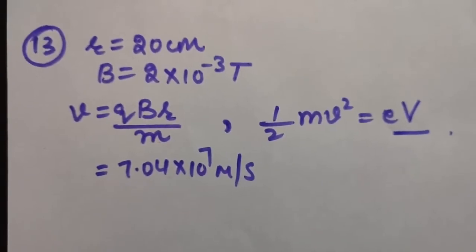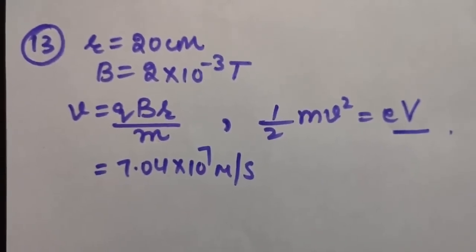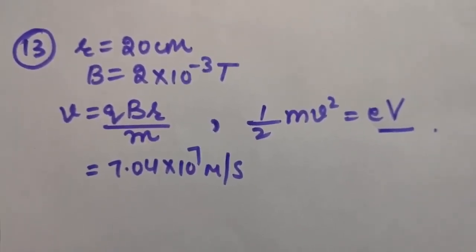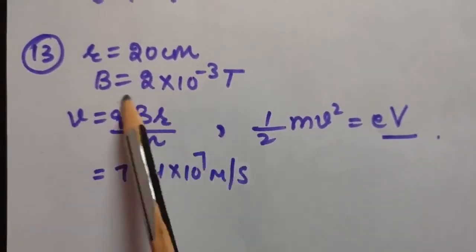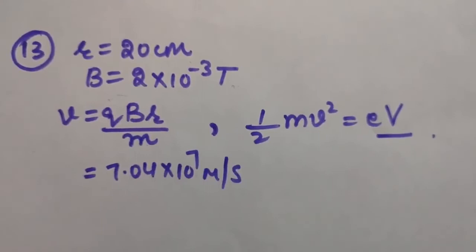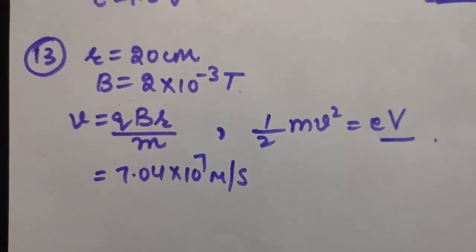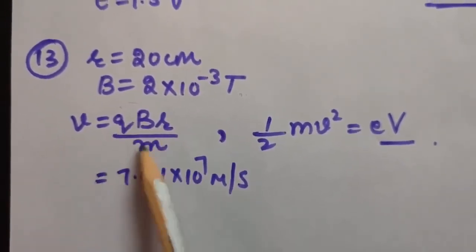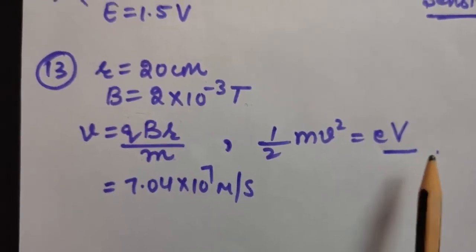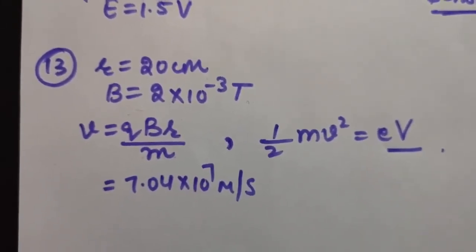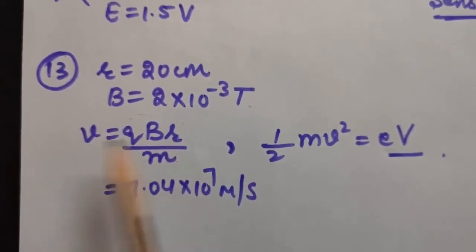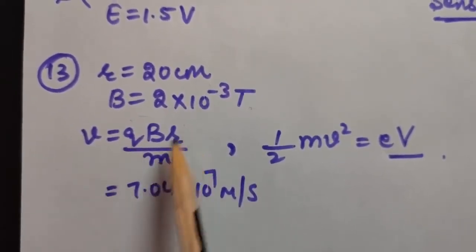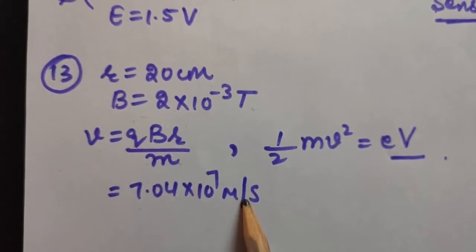So in question number 13, it is given an electron travels in a circular path of 20 centimeter in this much magnetic field. Then you have to calculate the velocity of the electron. So it is very easy. So v is qBr by m, as you have done, because you know force due to magnetic field provides centripetal force. So just by that we get v is equal to qBr by m, and from here velocity will come to be this much.